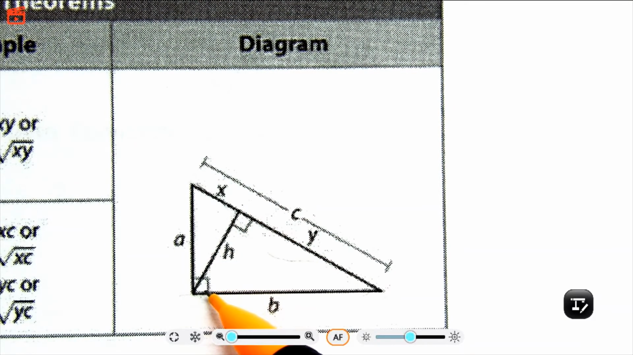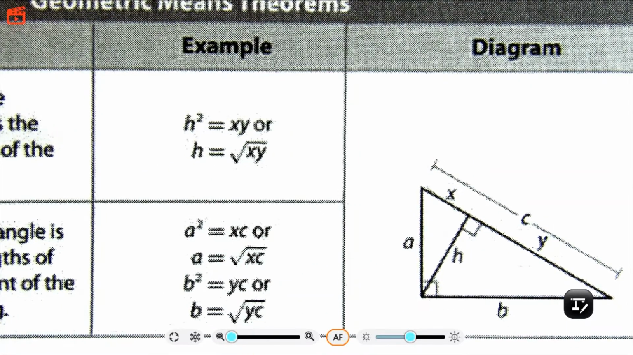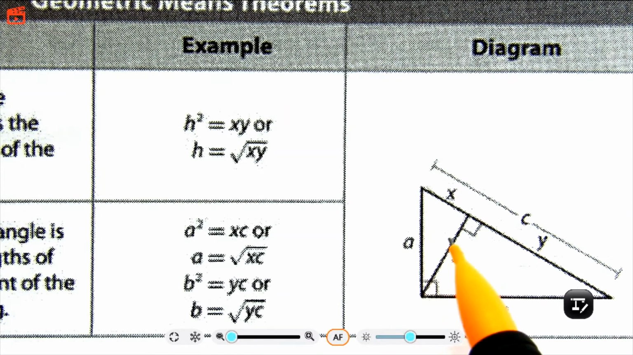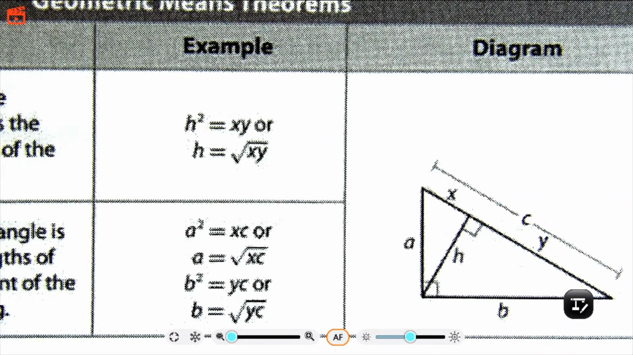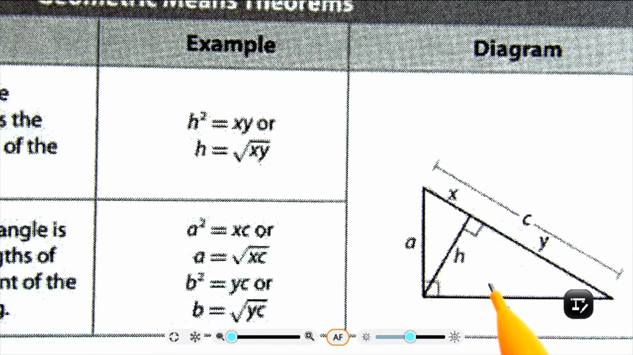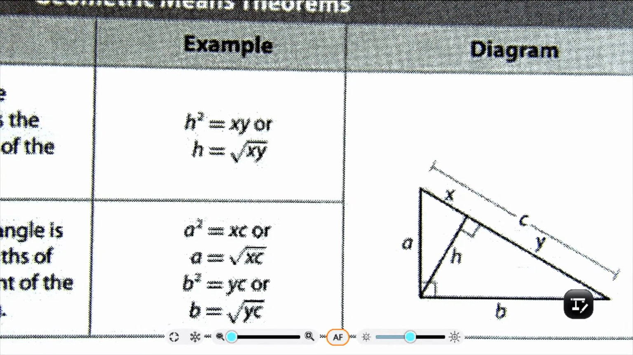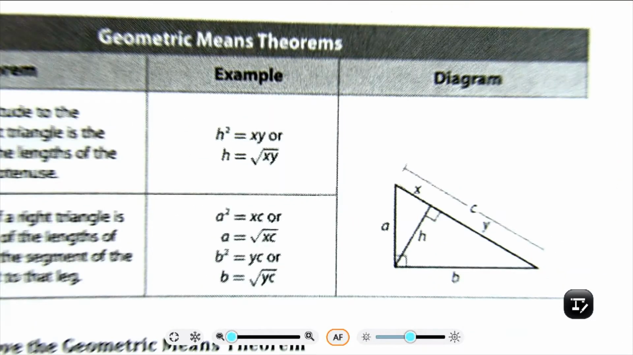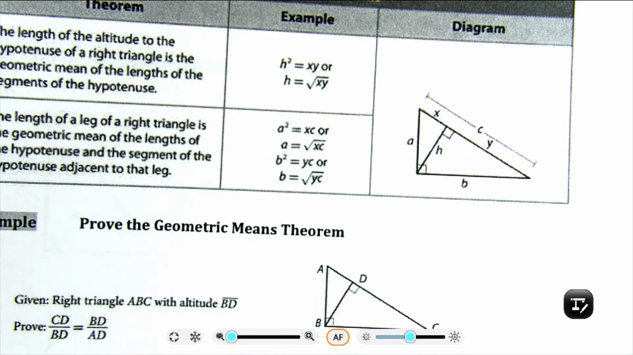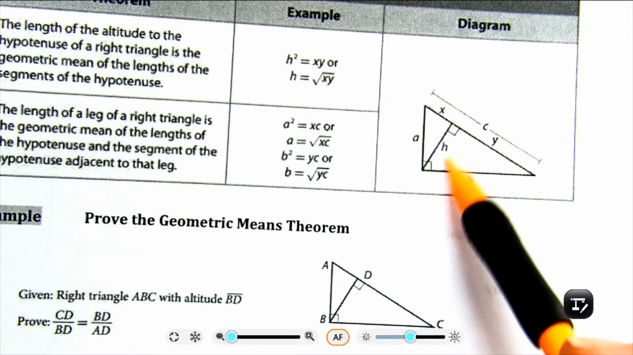What we're going to be doing is using these formulas to find certain lengths of what's missing in what is asked in the question. So if we want to solve for h, we're going to be looking at how we can solve for h using a diagram and then comparing that to the formula. We're going to skip proving the geometric mean theorem, and we're just going to go straight into a problem.